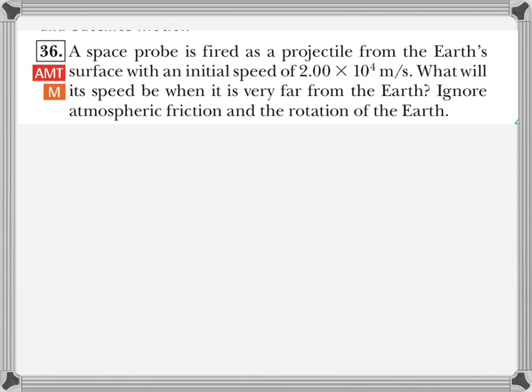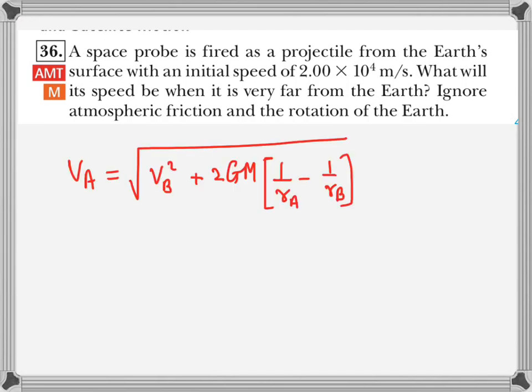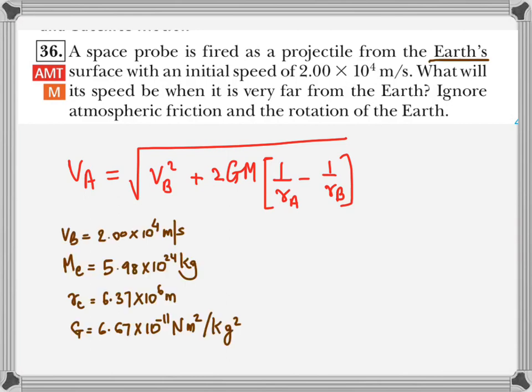It says a space probe is fired as a projectile from the Earth's surface with an initial speed of 2 × 10⁴ meters per second. So that's the initial speed. What will be its speed when it is very far from the Earth? So let's check. The formula which we derived is this.